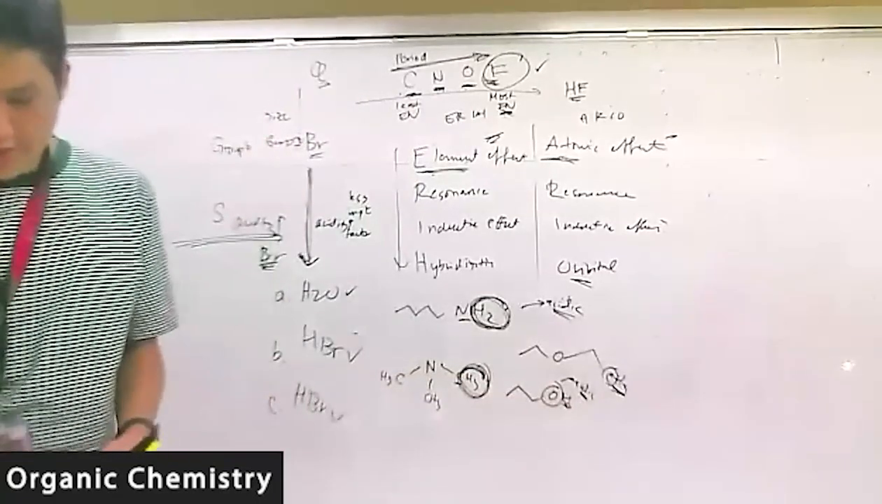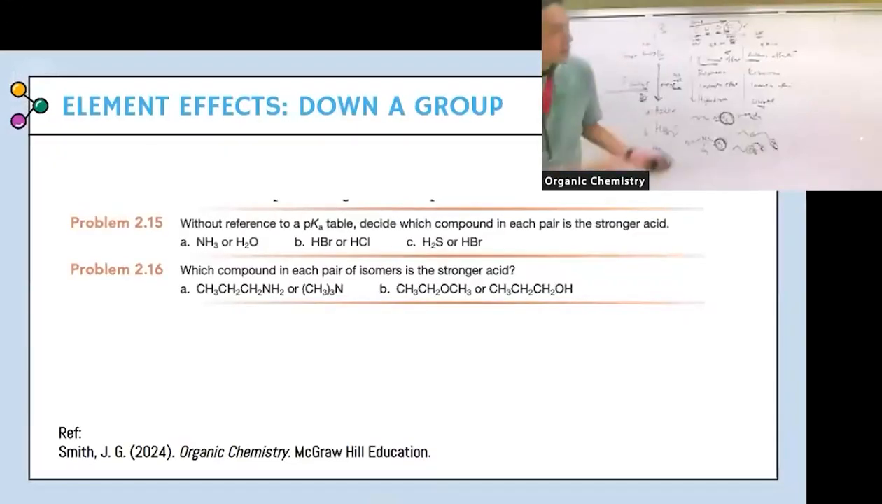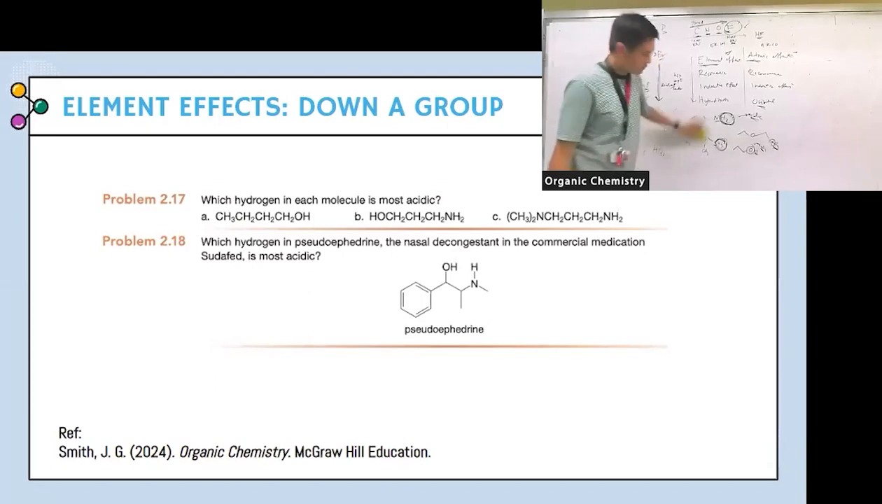Okay? Next slide, please. Okay, so another couple of problems. We'll just go through this. Which molecule is most acidic? If you could guess, anyone could guess A, B, or C? Alin dito ang most acidic?